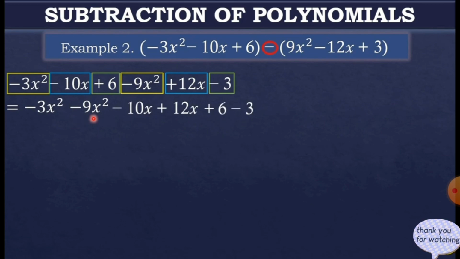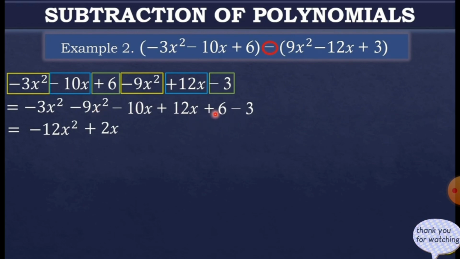Then, negative 10x plus 12x and the constant numbers. Proceed to the operation. Since they have a negative sign, add. So, it becomes negative 12x squared. And then, negative 10x plus 12x, they have different signs, so we have to subtract. So, it becomes positive 2x, plus 2x, because 12x is bigger and its sign is positive.